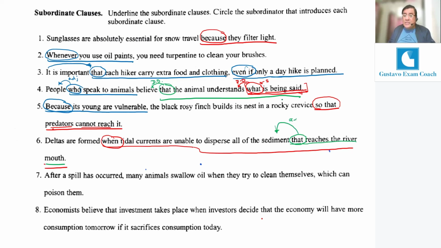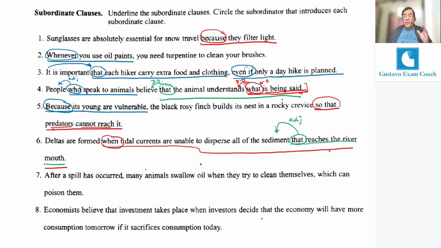So it's like an adjective for sediment. And sediment is part of the direct object of the verb disperse, which is part, right, of the subordinate clause starting at when. So you can see one example of a subordinate clause embedded in another subordinate clause. Let's move on to number 7.